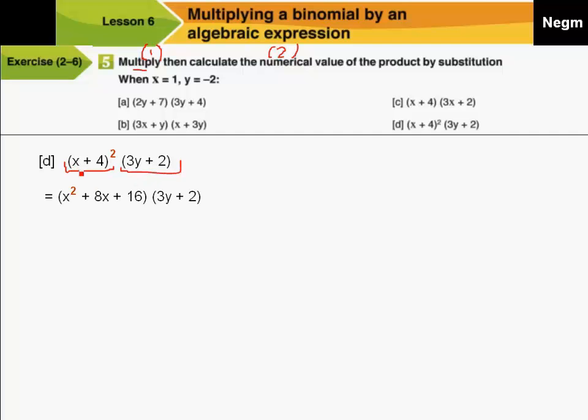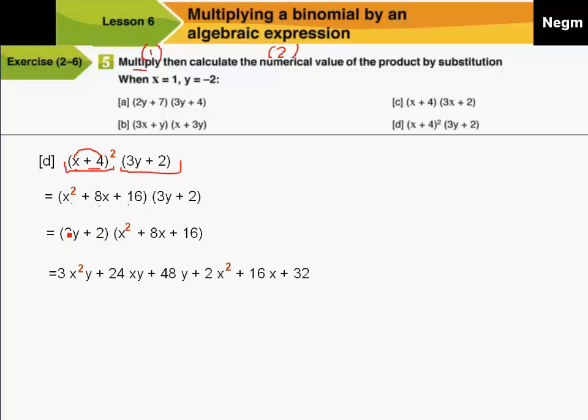This will equal x times x is x squared. 4 times x is 4x and must be multiplied by 2. Don't forget, gives 8x. Plus 4 times plus 4 is plus 16. This result between two brackets must be multiplied by 3y plus 2. It is better to arrange it like this, 3y plus 2 between two brackets, because this has two terms and this has three terms.